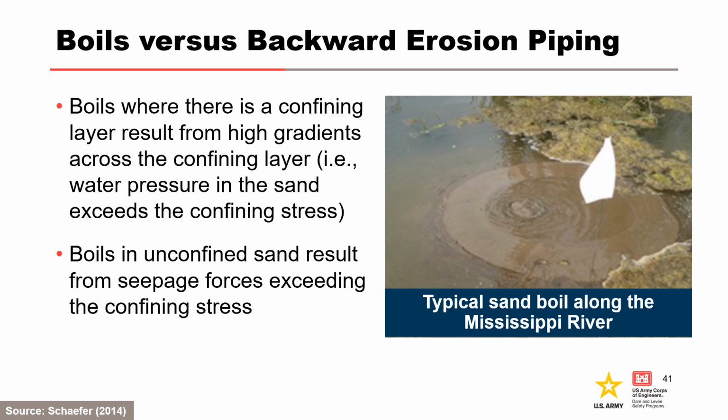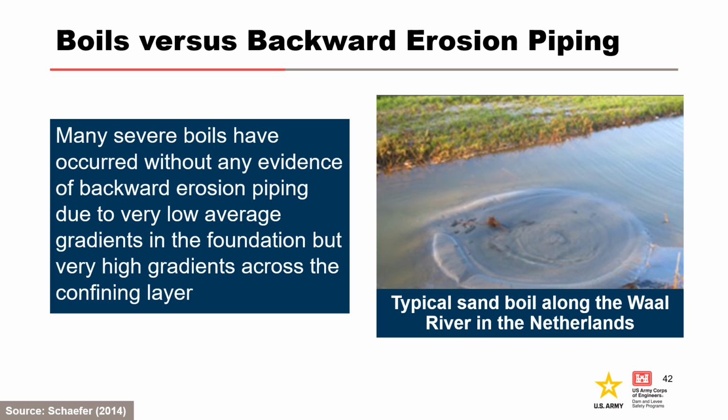Let's compare boils versus backward erosion piping. Boils, where there is a confining layer, result from high gradients across the confining layer. In other words, water pressure in the sand exceeds the confining stress. Boils in unconfined sand result from seepage forces exceeding the confining stress. Many severe boils have occurred without any evidence of backward erosion piping due to very low average gradients in the foundation, but very high gradients across the confining layer.